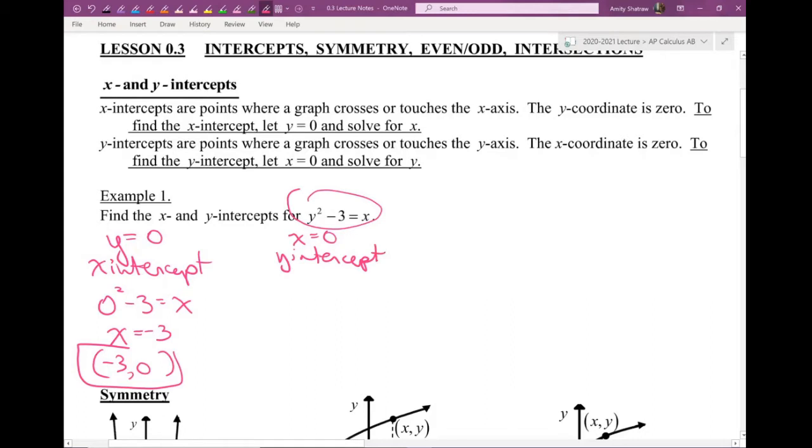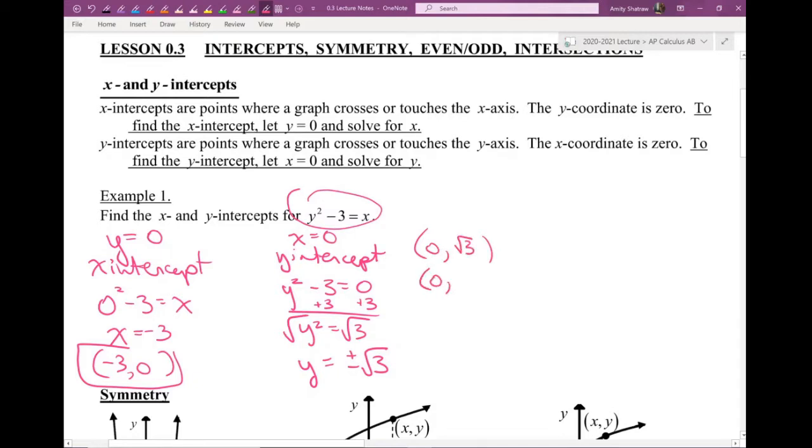and I can say that y squared minus 3 equals 0, and I'm going to add 3 to both sides. Y squared equals 3. Take the square root, and I see that y equals positive and negative square root of 3, which means that there are two y-intercepts. There's a y-intercept at 0 and positive square root of 3, and at 0 and negative square root of 3.